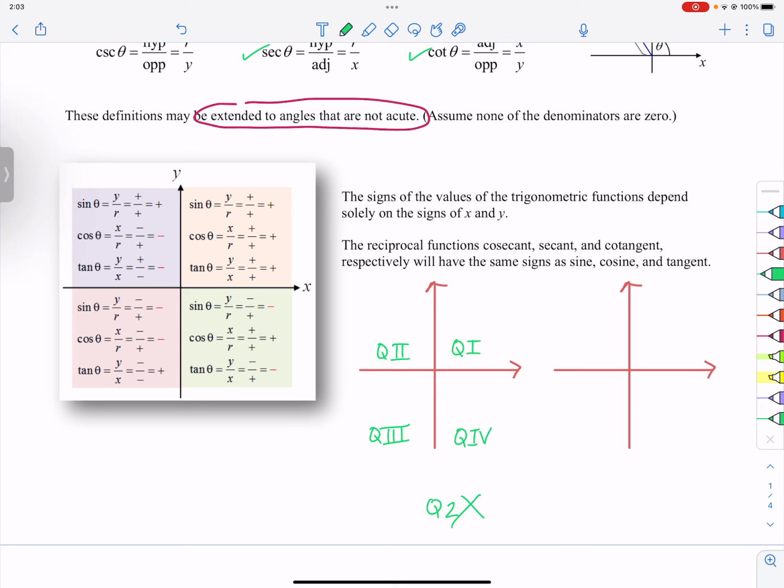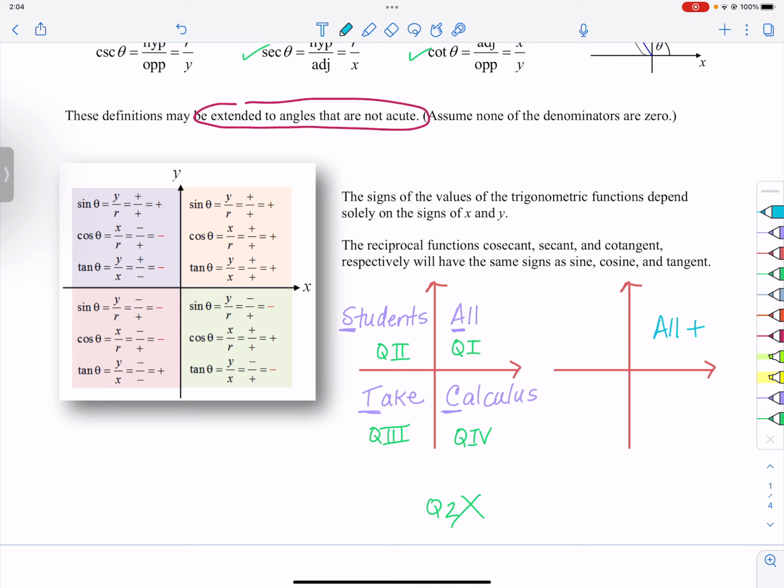So why did I show you all of this? Because here's a great way to remember the signs of our trig functions in every quadrant. All Students Take Calculus. It's kind of fun, but what does that mean? That means that in quadrant 1, all trig functions are positive.